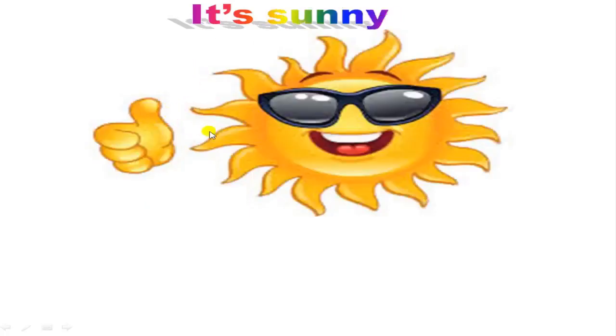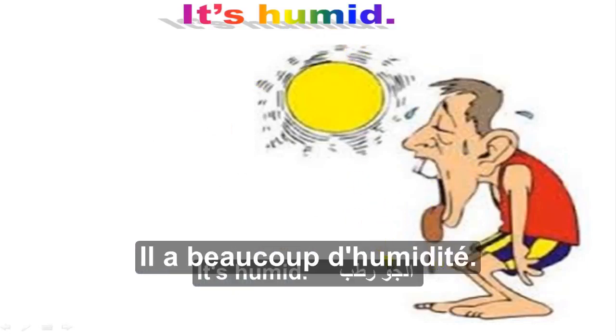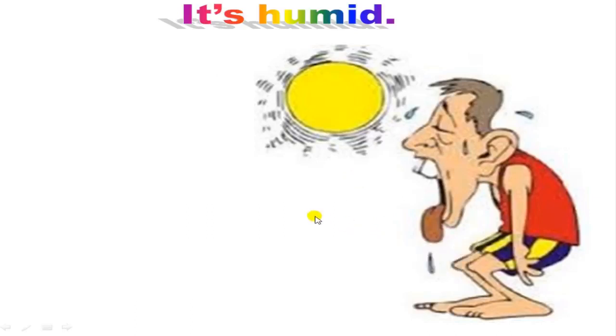It's sunny. What is the weather like? The weather is sunny. It's humid. Humid, you cannot breathe. Humid, يبقى الجو مرطب. نسبة الرطوبة بتبقى عالية. حدا مبقاش قادر يتنفس. It's humid.